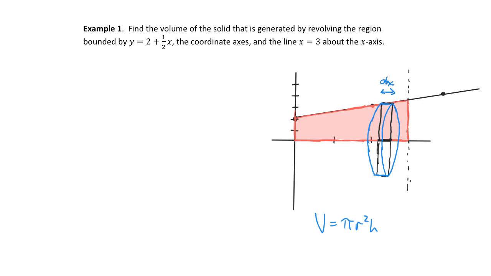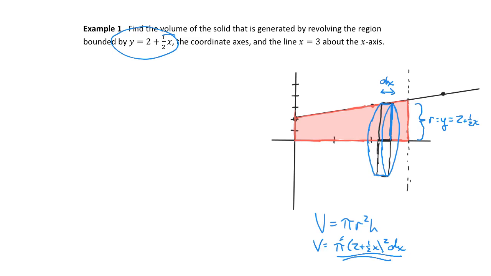My radius is the radius of this disk, which is going up and down. If we're going up and down, then my y value is changing. So I need to know what my radius is, the y value, but I was told way up here that y is equal to 2 plus 1/2 x. My volume then is going to be pi times the quantity 2 plus 1/2 x squared times h, which is dx. That will be our integrand, and again, we like to pull the pi out front.